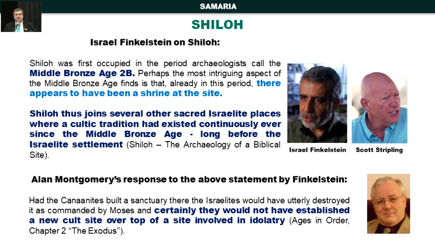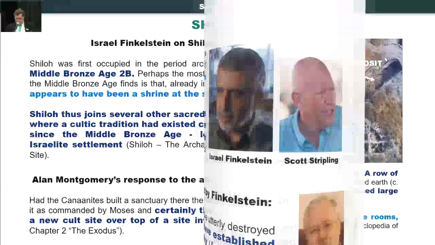Now, was the site first occupied by the Canaanites, as advocated by Finkelstein and Scott Stripling? Or perhaps was it the Israelites who first occupied the site, not during the late Bronze Age, as commonly believed, but earlier on Egypt's timeline in the Middle Bronze Age? Well, based on what we looked at in Shechem, we saw evidence that points to the Exodus and conquest occurring during the Middle Bronze Age, which would mean it would have been the Israelites themselves who would have first occupied Shiloh.